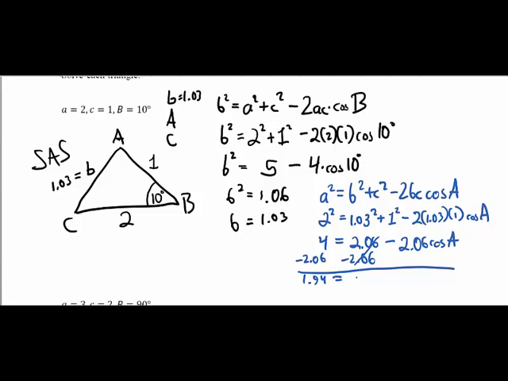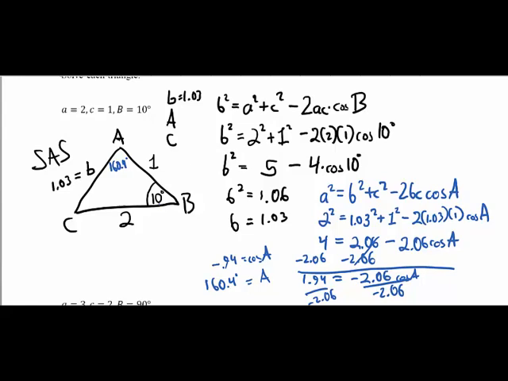So our 1.94 is equal to negative 2.06 cosine A, divided by negative 2.06. Now, are you a little nervous to have a negative divided by positive? It gives you a negative answer: negative 0.94 equals cosine of A. Well, that's going to give you an obtuse angle. If you take the inverse cosine of both sides, which gives you A on the right-hand side, the inverse cosine of negative 0.94, typing that into the calculator, is 160.4 degrees. So our angle A is obtuse, 160.4 degrees.